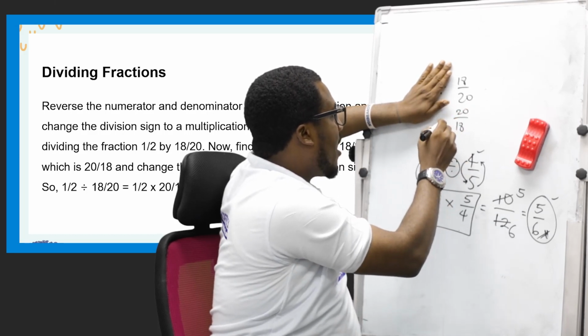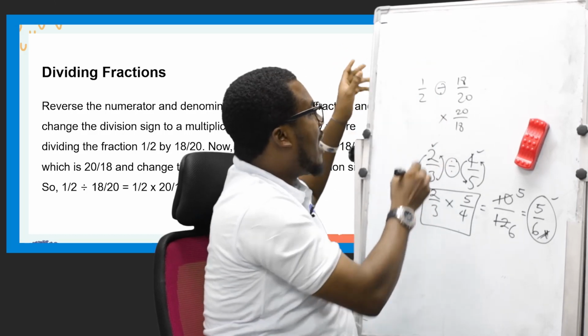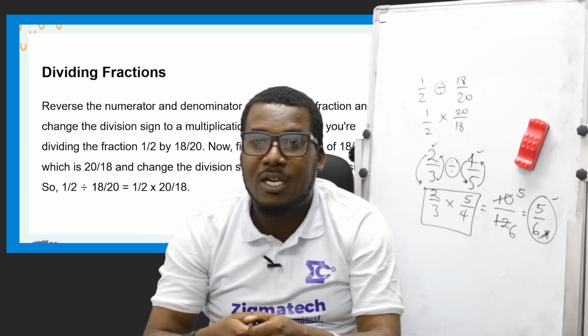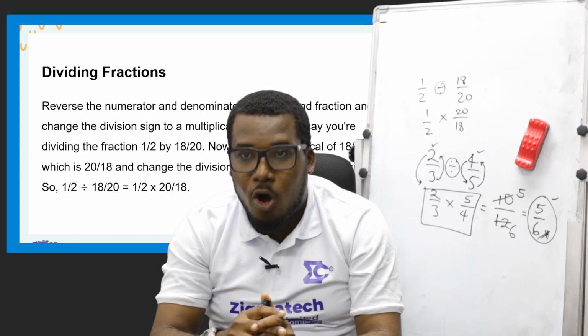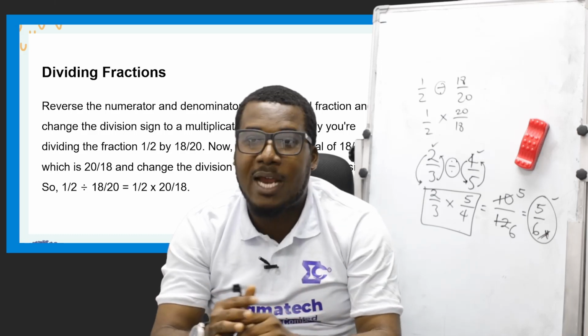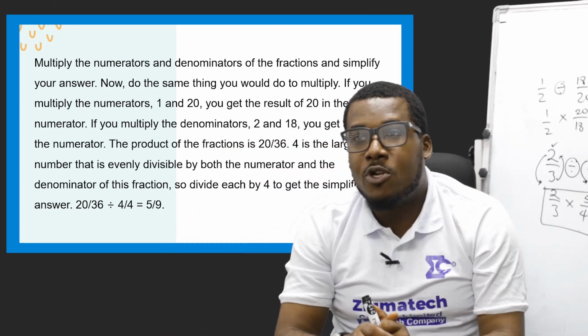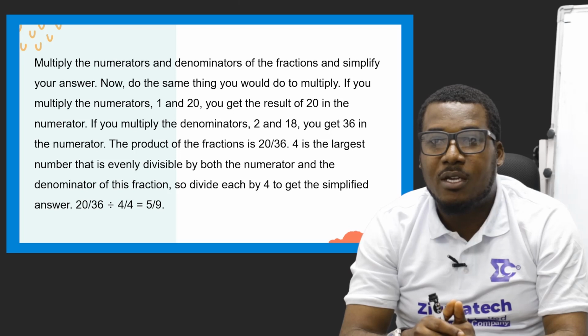20/18. And then you come here, the next thing you do is to change this sign to multiplication, and then you put back your 1/2. The work is done. And then you can now apply the logic of the multiplication of fractions. What you did earlier on, you can apply that same logic again. Multiply the numerators and denominators of the fractions and simplify your answer.